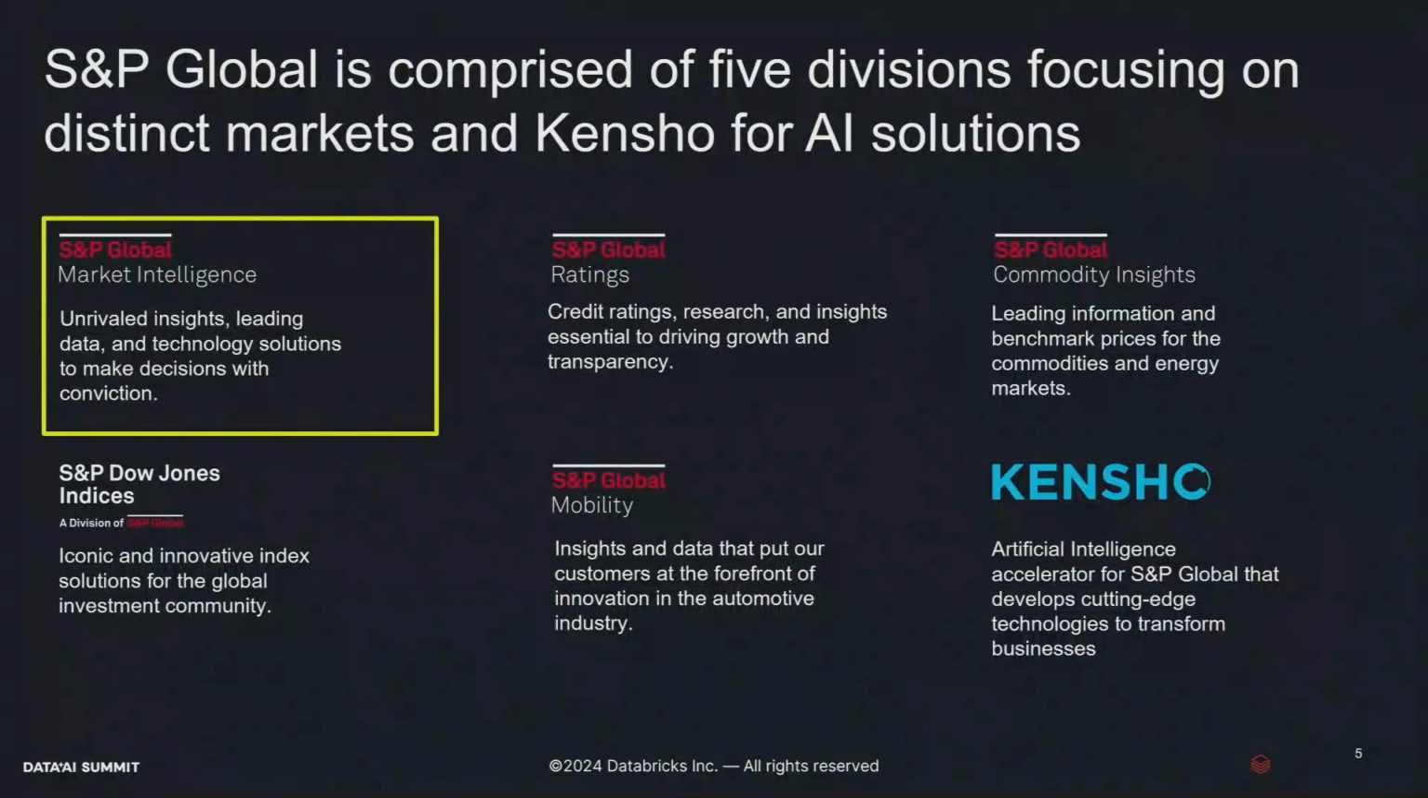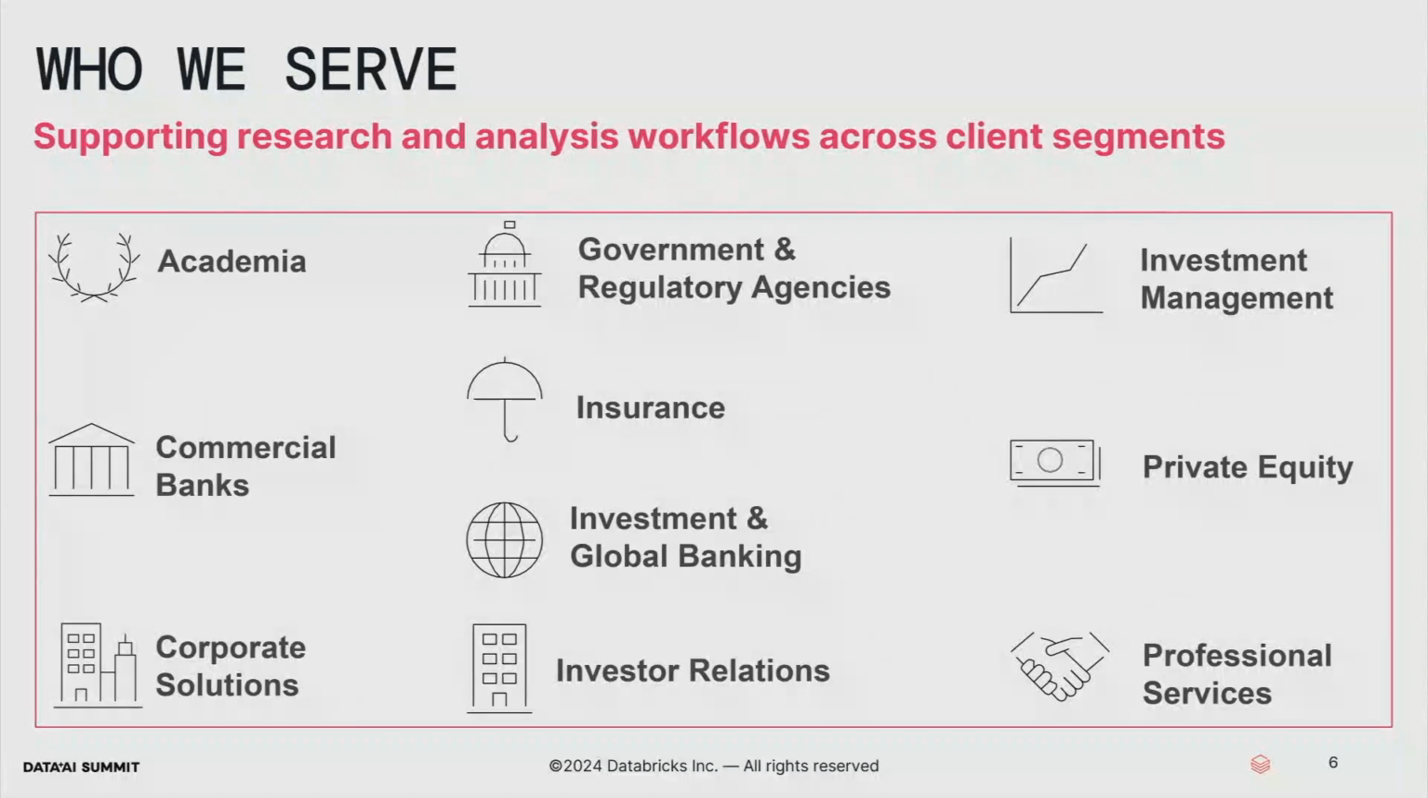So going back to the big picture overview, who is S&P Global? It's 5 divisions, 5 distinct markets that we serve. Specifically, we're part of Market Intelligence that focuses on financial services, where we take data and generate tools and analytics for users to be able to make decisions. And some of the clients that we actually serve are very diverse and very broad.